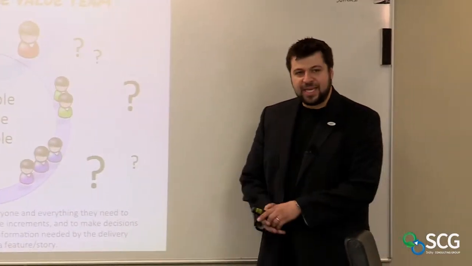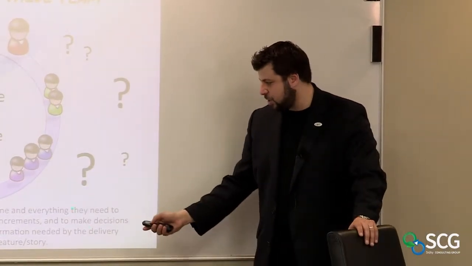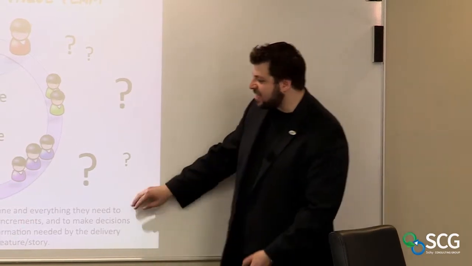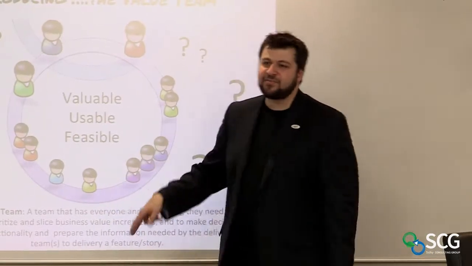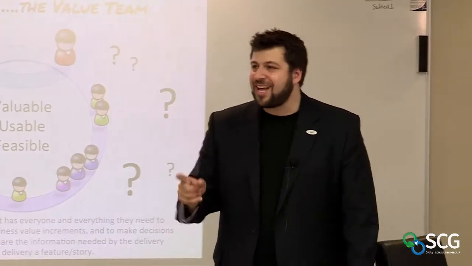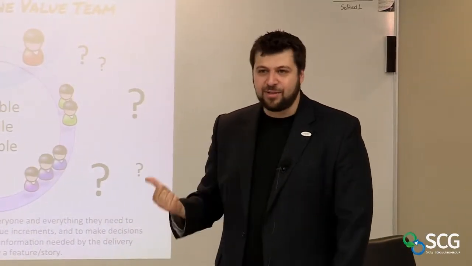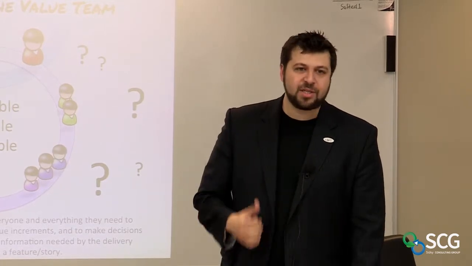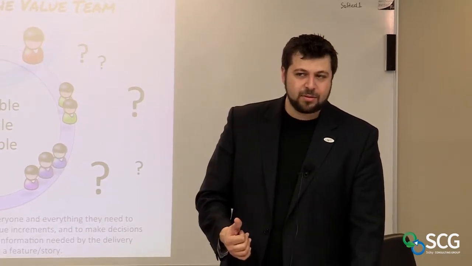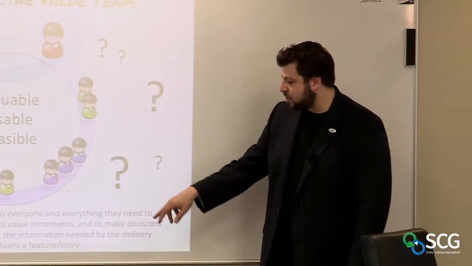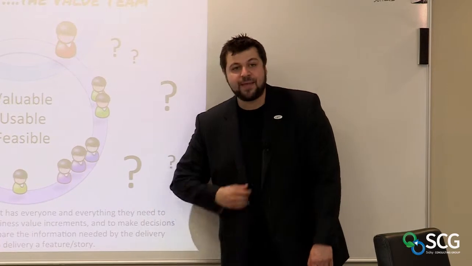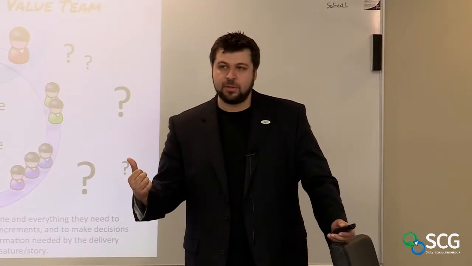And that's totally fine. But keep those things in mind. So the value team, and listen carefully to this definition, has everyone and everything they need to identify, prioritize, and slice business value. So who does the slicing? The value team. Who does the prioritization? The value team. Does that make sense? And make decisions about functionality and prepare the information needed by the delivery team. Any question the delivery team should have about functionality, the value team should be able to answer.